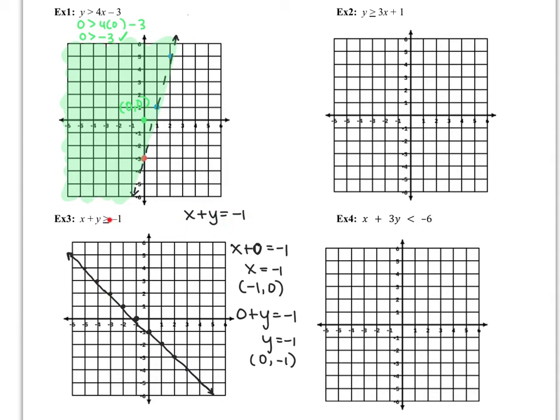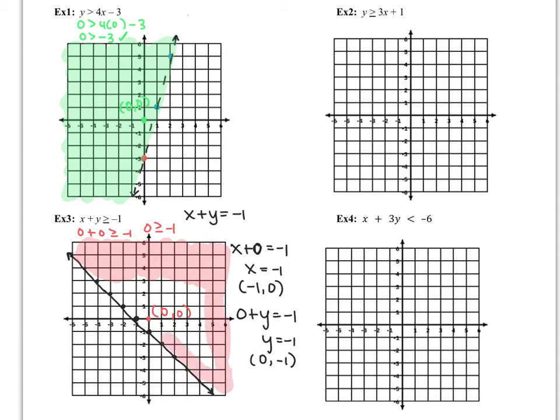But because it's an inequality, I want to show the other parts where the points are that are parts of my solution. So my test point in this case, again, can be 0, 0. The only time you can't use 0, 0 is if the line passes through it. So I'm going to go back to my original inequality. I'm going to replace x and y with 0, and that gets me the inequality 0 is greater than or equal to negative 1. And that is true because 0 is greater than negative 1.